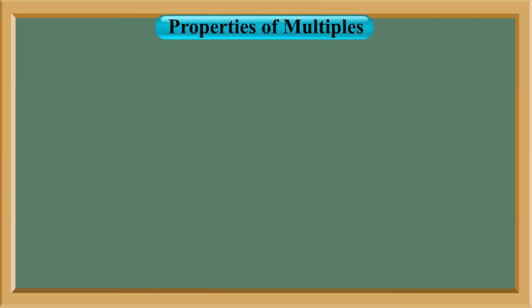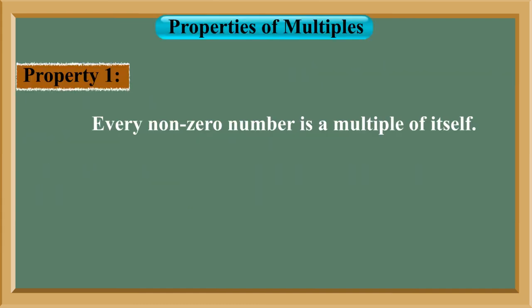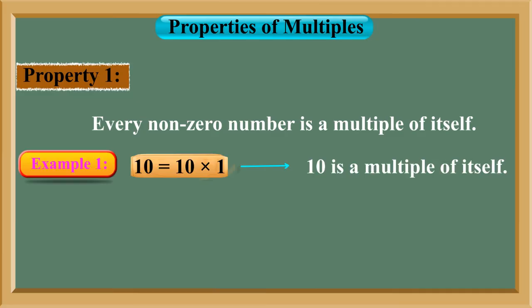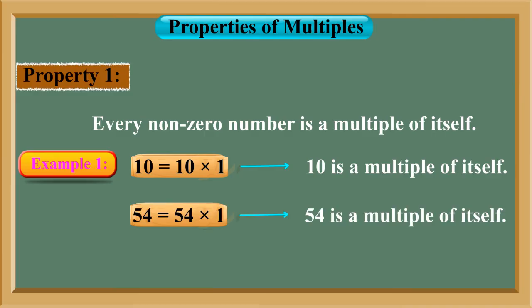Properties of multiples. Property 1. Every non-zero number is a multiple of itself. Examples: 10 is equal to 10 multiplied by 1. 10 is a multiple of itself. 54 is equal to 54 multiplied by 1. 54 is a multiple of itself.